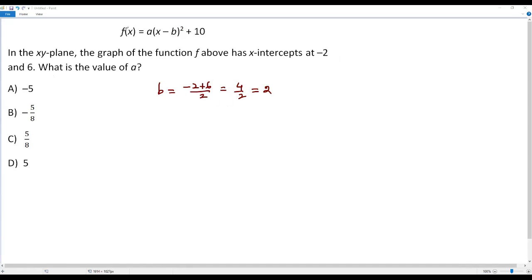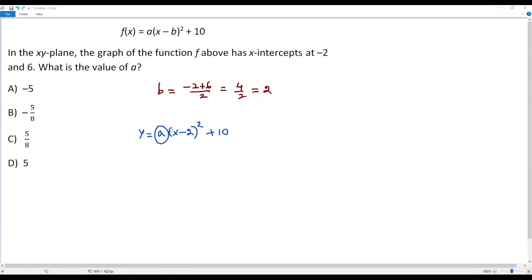Also, whenever we have a function like f(x) or g(x) in an xy plane, f(x) represents the y coordinate. So we can consider y instead of f(x). Now we can rewrite the given function as y = a(x − 2)² + 10, plugging in the value 2 for b.